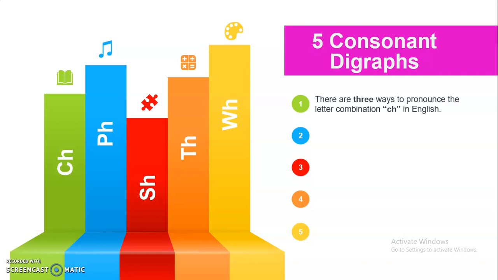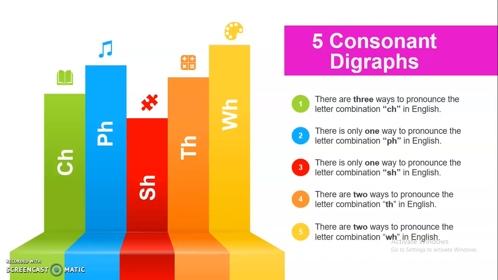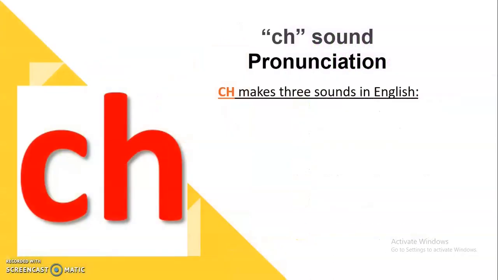The first is the ch sound. So there are 3 ways to pronounce the letter combination ch in English. There is only one way to pronounce the letter combination ph in English. There is only again one way to pronounce the letter combination s and h in English. There are 2 ways to pronounce the letter combination th in English, and there are 2 ways again to pronounce the letter combination w and h in English. Let's see them one by one with brief examples.